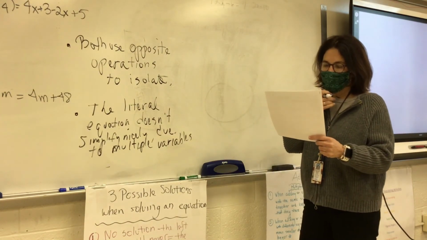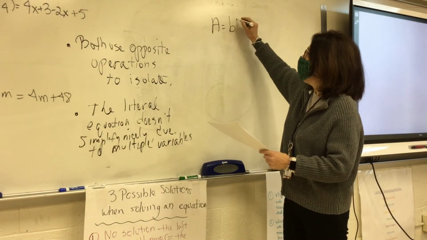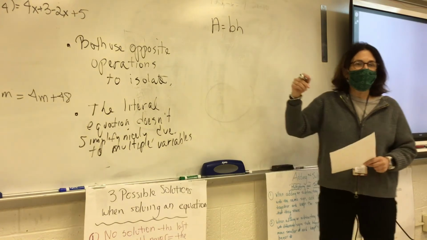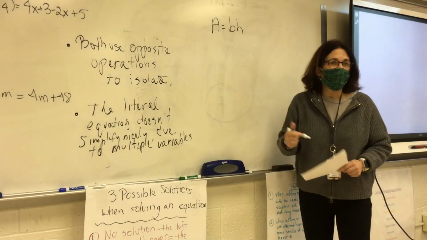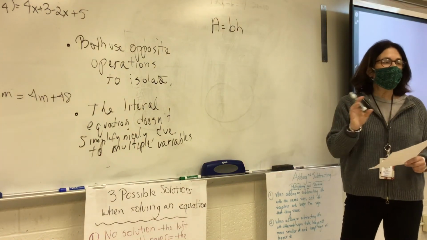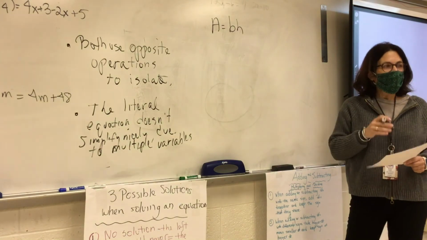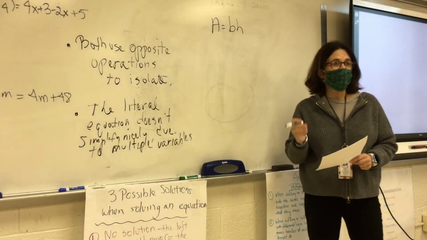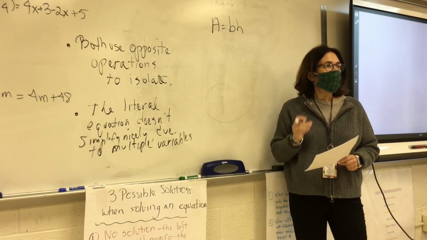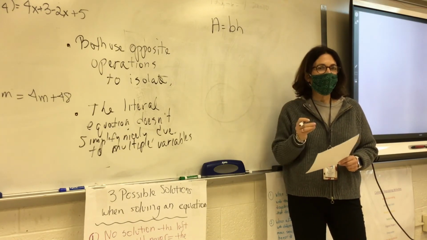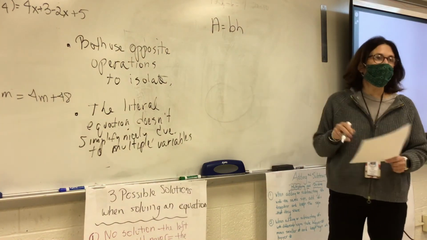I'm going to do number 2, which says A equals B H. And these are problems for formulas that you will use. So area equals base times height. All we're doing is manipulating the equation. When we are solving for a specific part of the area of a rectangle or square, we know how to plug in what we need and solve for what we don't know. So they're asking me to solve for what?